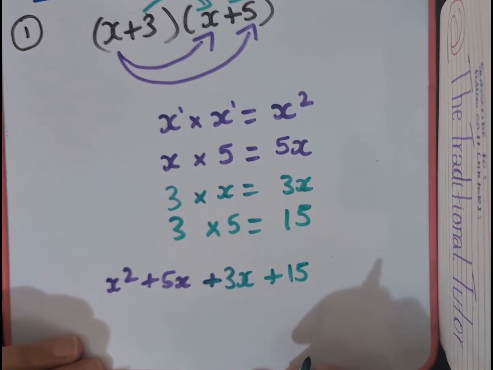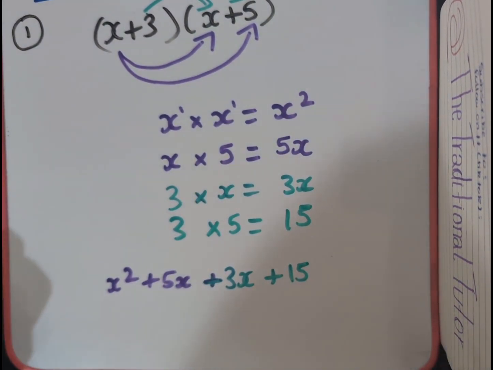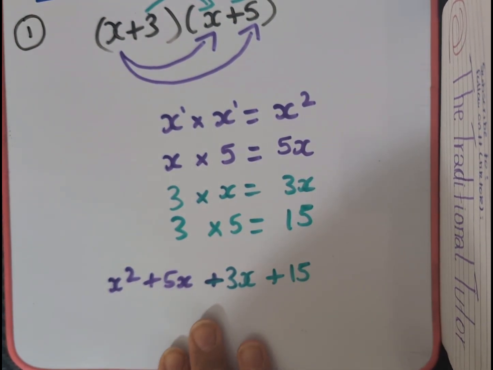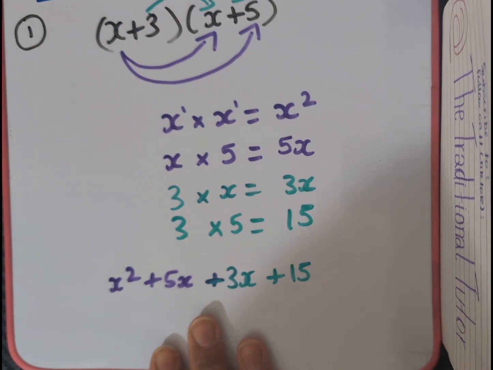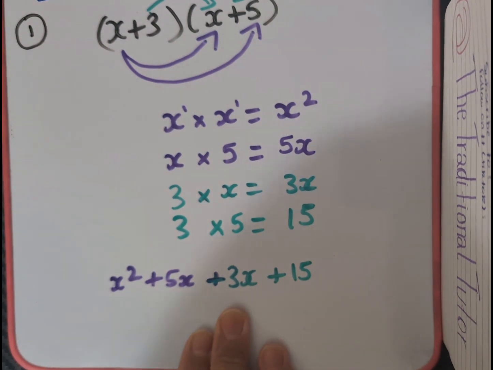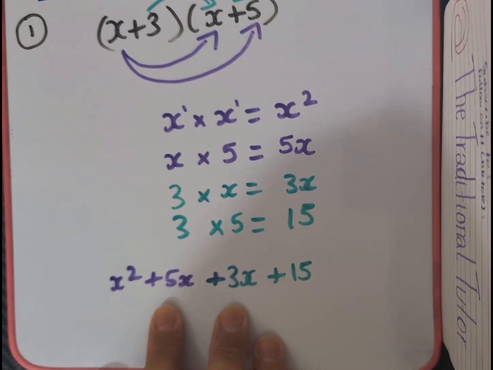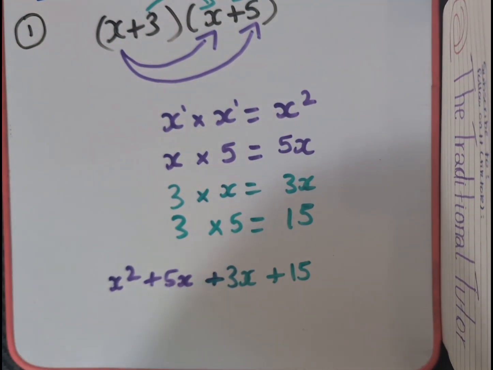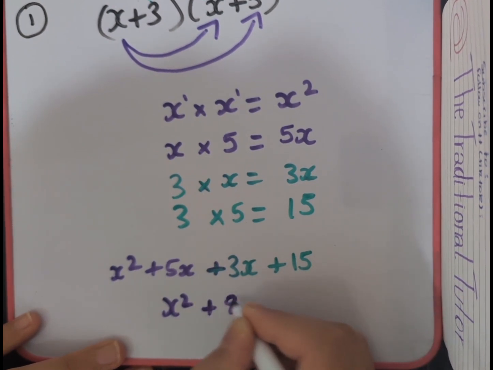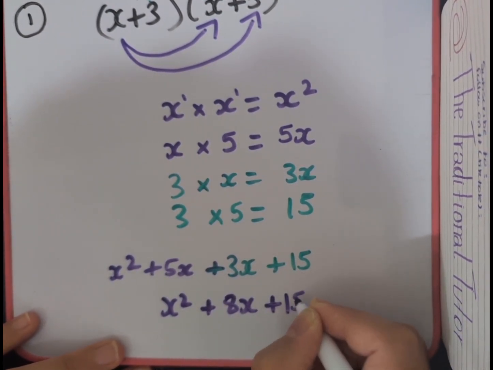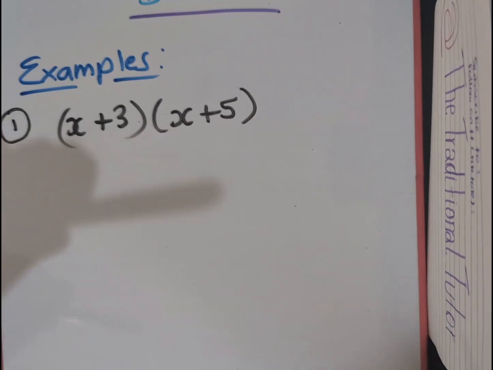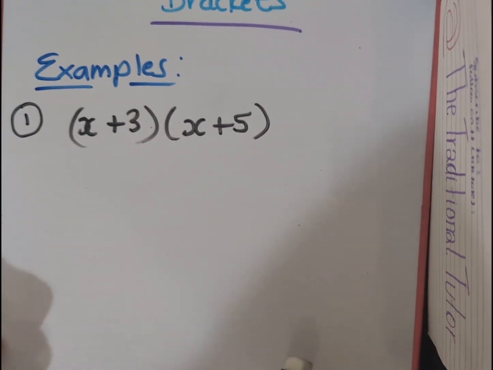okay? And that means now I need to be collecting my like terms and seeing what I can do to simplify this expression, okay? Again, you can refer back to my previous video on collecting like terms if you need any help with that. So that means what I can do is, because I've got a 5x and a 3x, I can add them together because they are like terms. So that means I will be left with x squared plus 5 plus 3, which is 8, plus 8x, and then plus 15, okay? And the other two don't have like terms, so I leave them as they are, and that's my final answer.